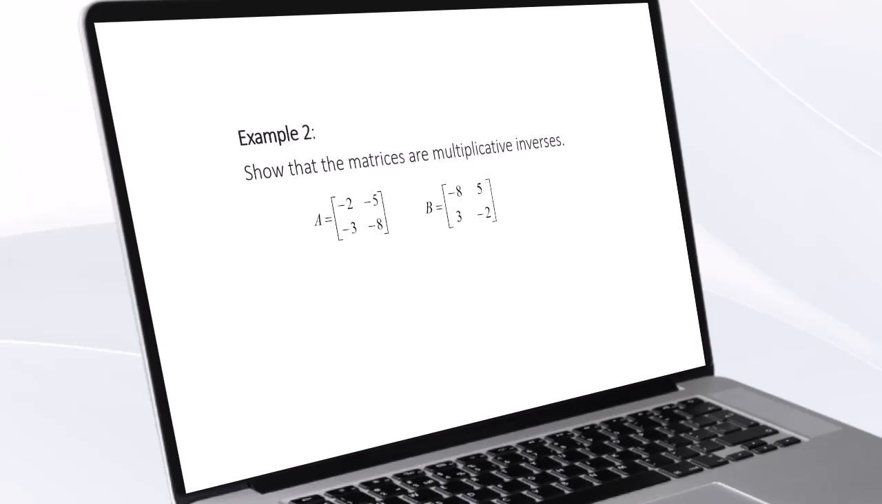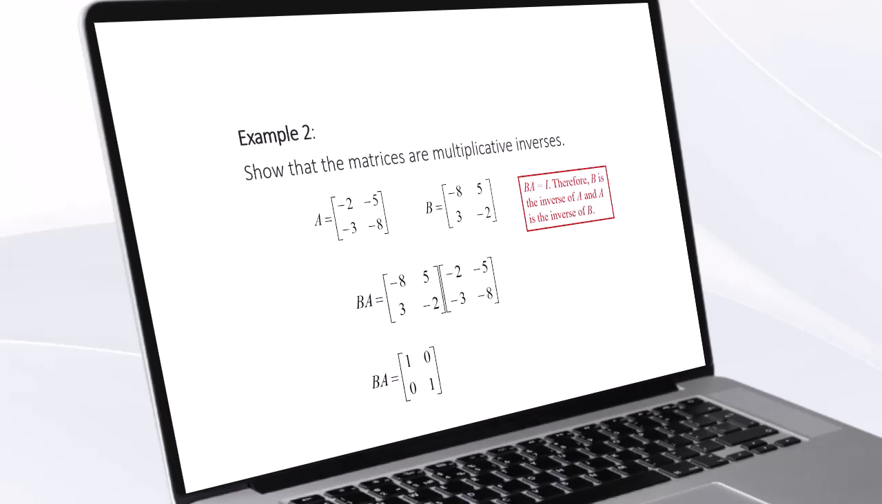Another example: show that these matrices are also multiplicative inverses of each other. You have matrix A and B there. So you multiply again BA, you take matrix B, multiply by matrix A, and you get the solution as the identity matrix. So that means that BA will give you I, that is the identity matrix. Therefore, B is the inverse of A, and A is the inverse of B.